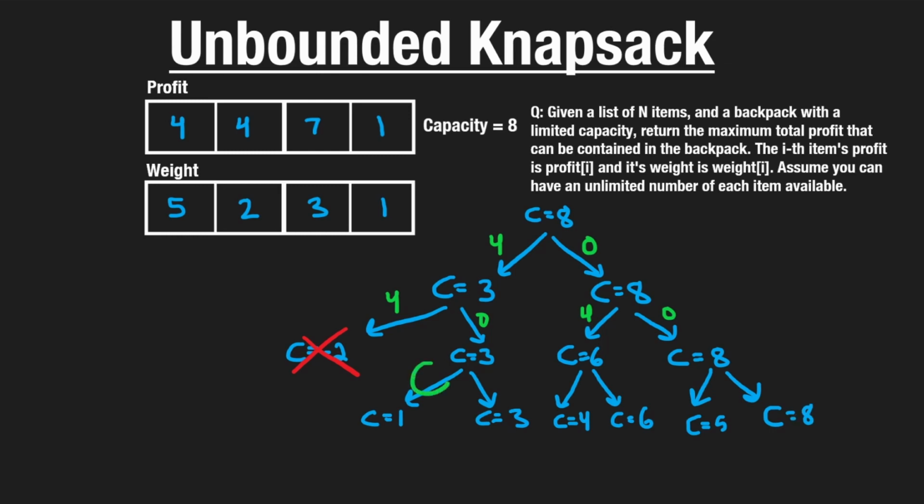So the profit we would have gotten here from the second item would have been 4. Here we would have gotten 0. Here we would have gotten 4 again from that second item. Here 0. Here we would have gotten a profit of 7 because the weight was 3. And here we would have gotten a profit of 0.